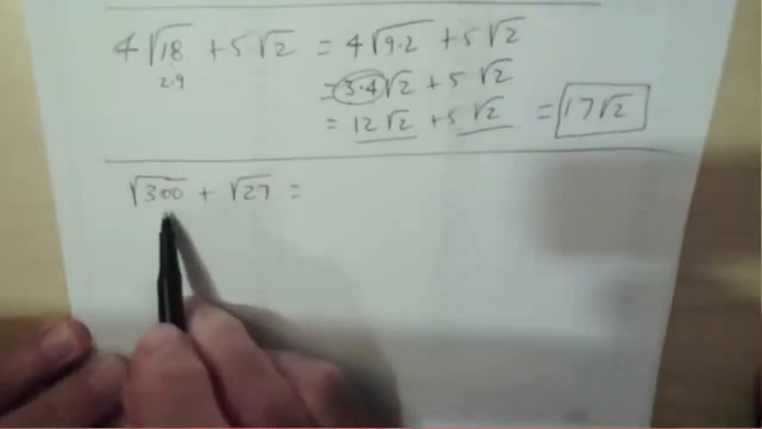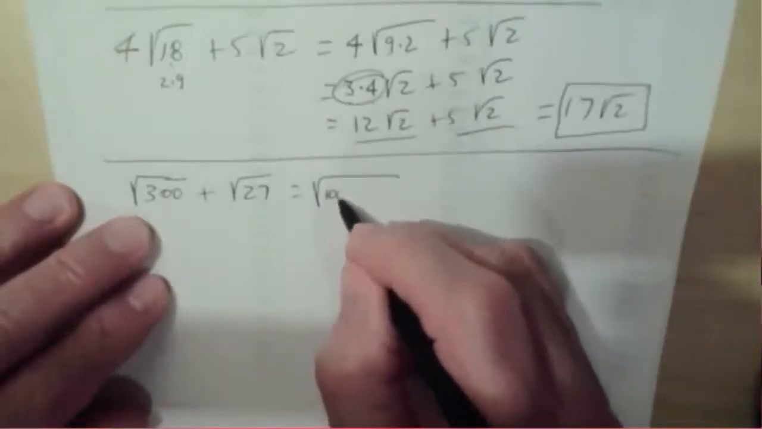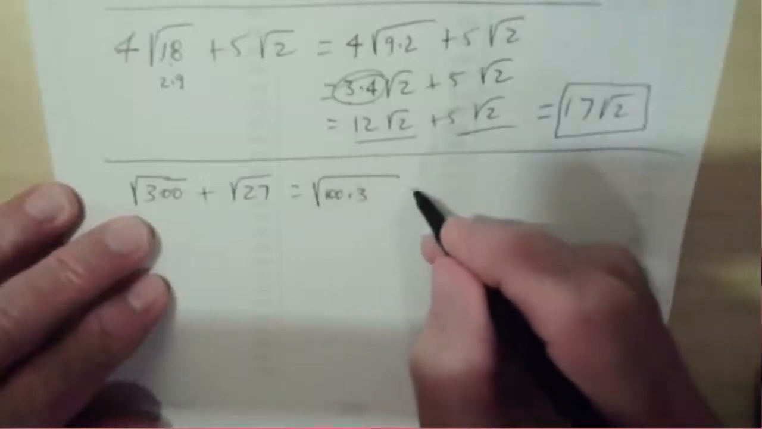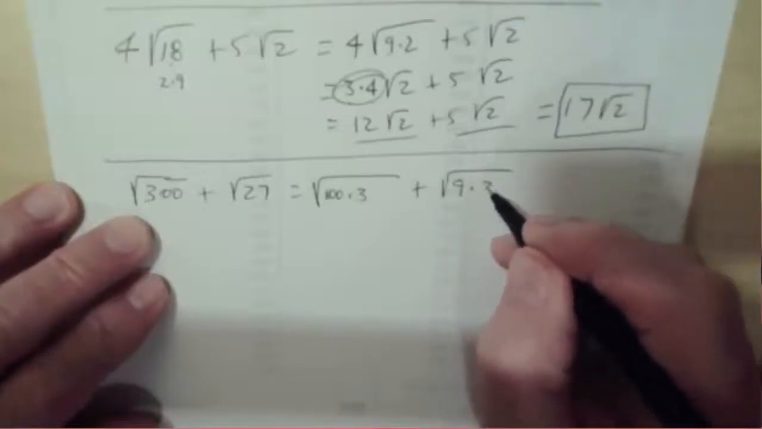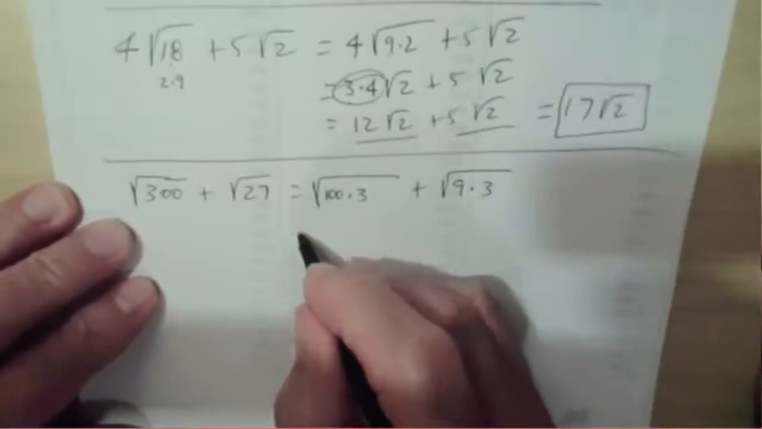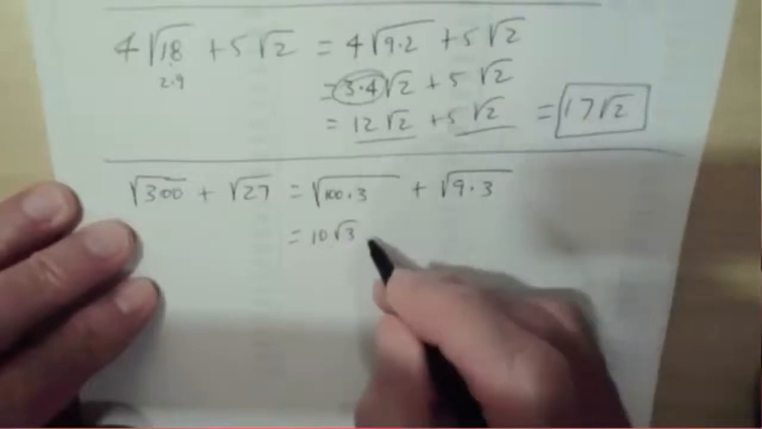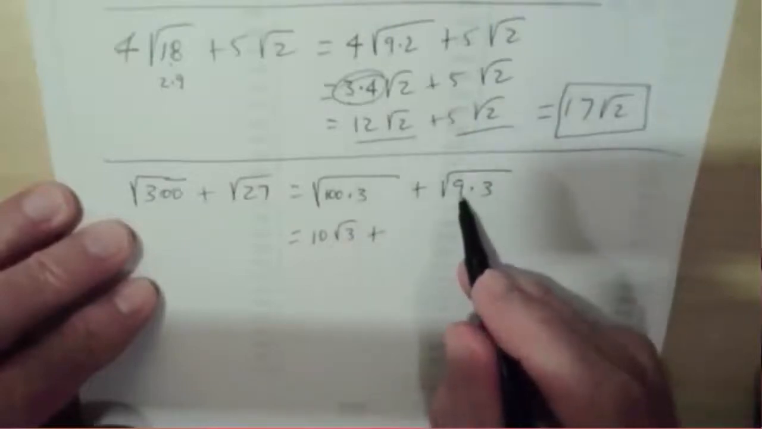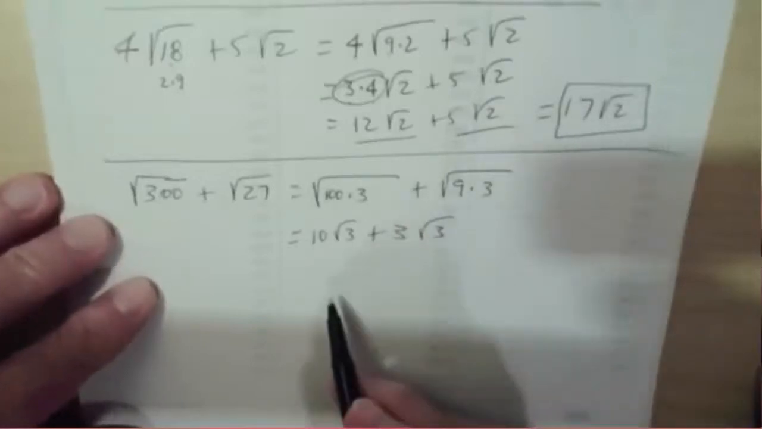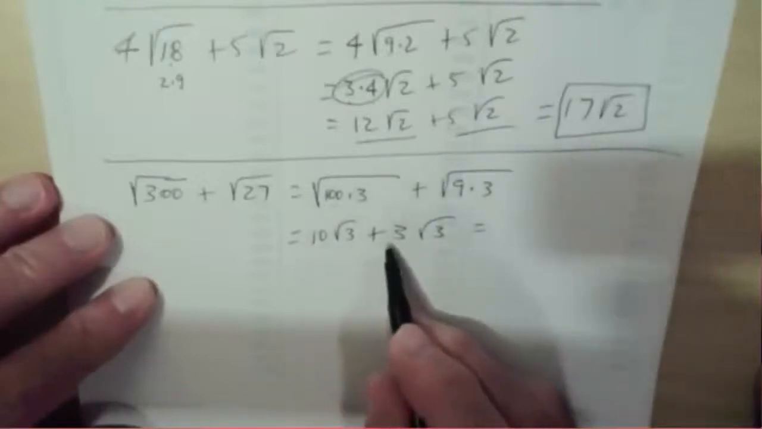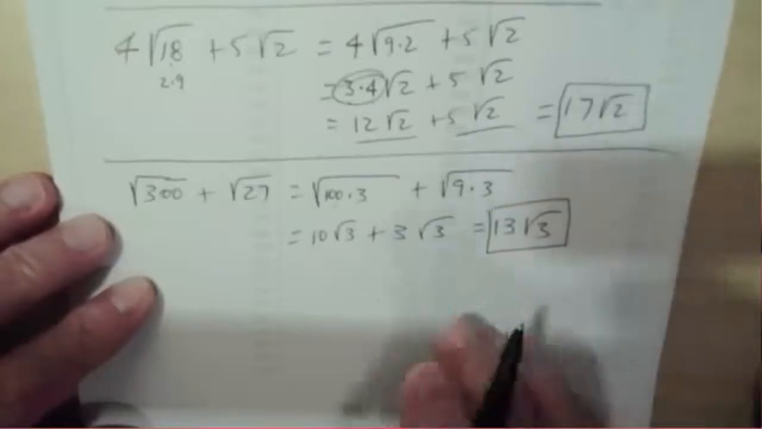Okay, what are the factors of 300 where one of them is a perfect square? This is 100 times 3 plus, and the square root of 27 is 9 times 3, right? Right. Now the square root of 100 is 10 square root 3 plus the square root of 9 is 3 square root 3, right? So this equals 10 plus 3 is 13 square root of 3, right? Right.